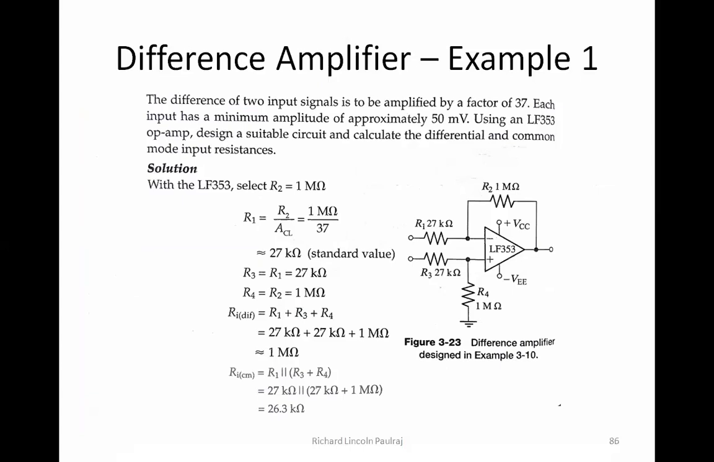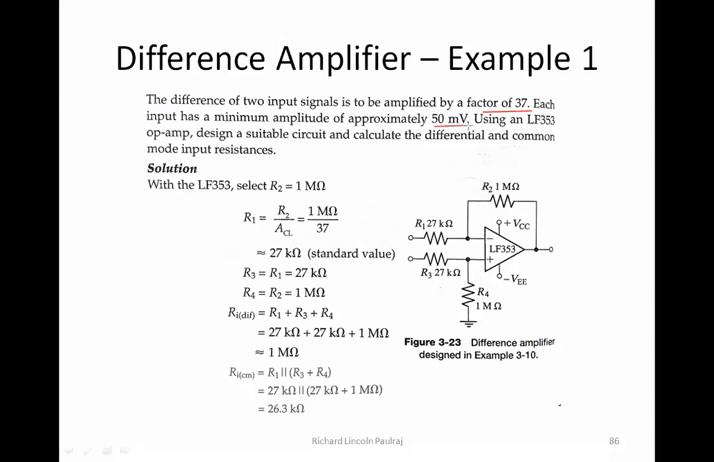Okay. So the difference of two input signals is to be amplified by a factor of 37. So I get some information here, right? What is this 37? It's referring to the gain, right? Each input has a minimum amplitude of approximately 50 millivolts. So I also know that I have around 50 millivolts for each input.